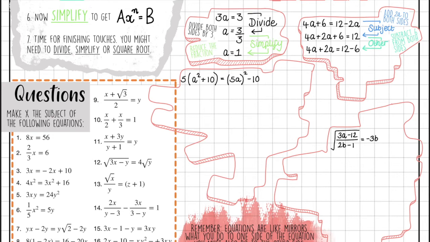Now the next step is to simplify, and we need to simplify so that we're in this form: ax to the n equals b. And there we have it. The simplified version, 6a is equal to 6.